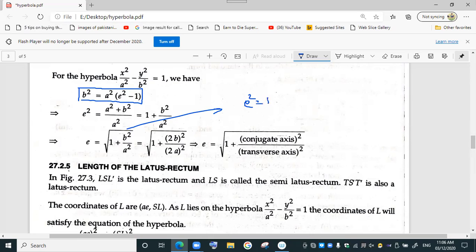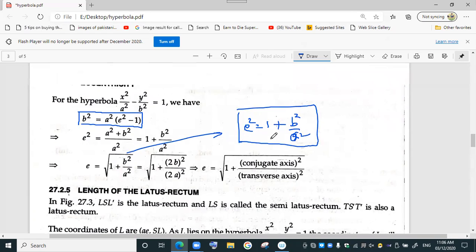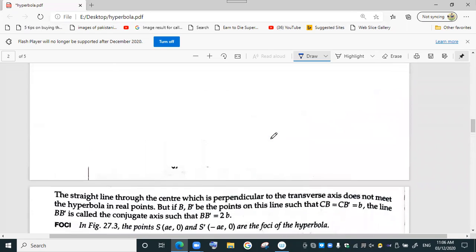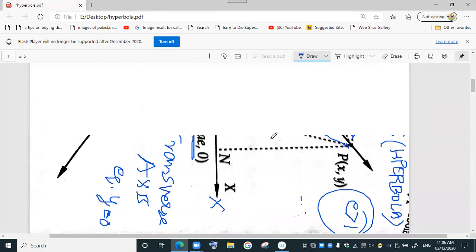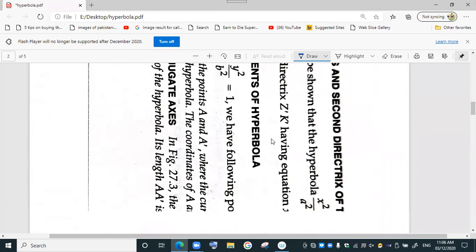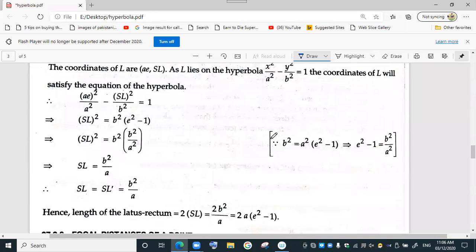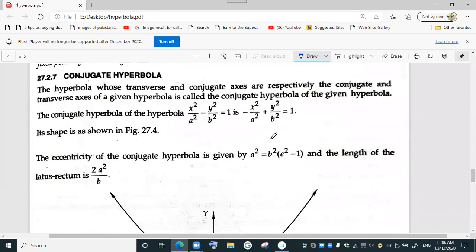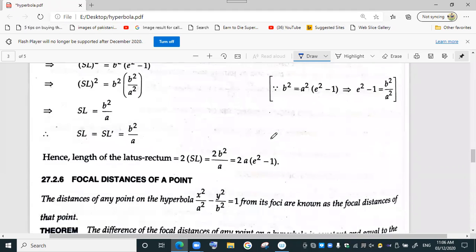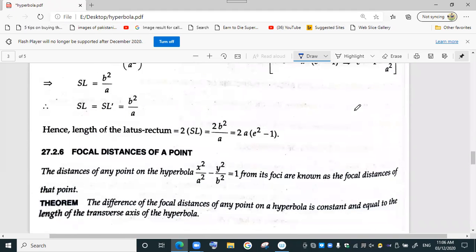Eccentricity is equal to the square root of 1 plus b square upon a square. The same thing will come when you solve it and you get the relation. This is the relation between a, b and eccentricity. Length of latus rectum, this is what we are talking about. This is our horizontal hyperbola. So we have seen that the length of the latus rectum is also the same, 2b square upon a.